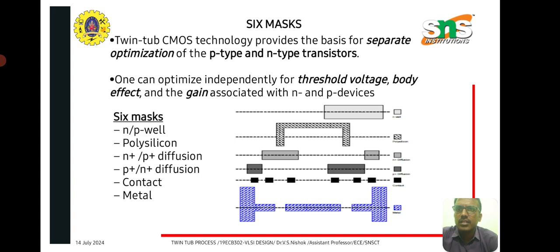Twin tub CMOS technology provides the basis for separate optimization of the P-type and N-type transistors. One can optimize independently for threshold voltage, body effect and the gain associated with N and P devices using this twin tub CMOS technology process. The 6 masks are listed here. For creating N and P wells, masks are used, and polysilicon masks are available, and N-type diffusion and P-type diffusion masks are available, and contact masks and metal masks are available here.